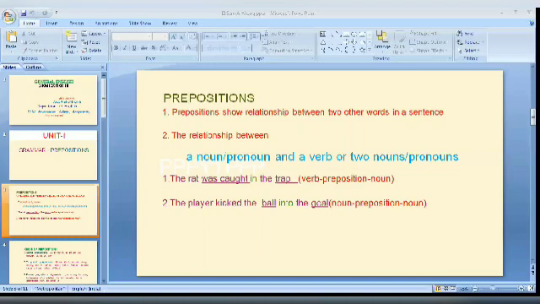So by observing these two sentences, we may come to this conclusion that basically prepositions are those words which form, which constitute, which build, or which establish relationships between the words of a sentence. Sometimes the relationships are between a noun, pronoun, and a verb, and sometimes between two nouns or two pronouns, or a noun, pronoun, or pronoun, noun. So in this way, the words which tell about the relationship between the words are called as prepositions.